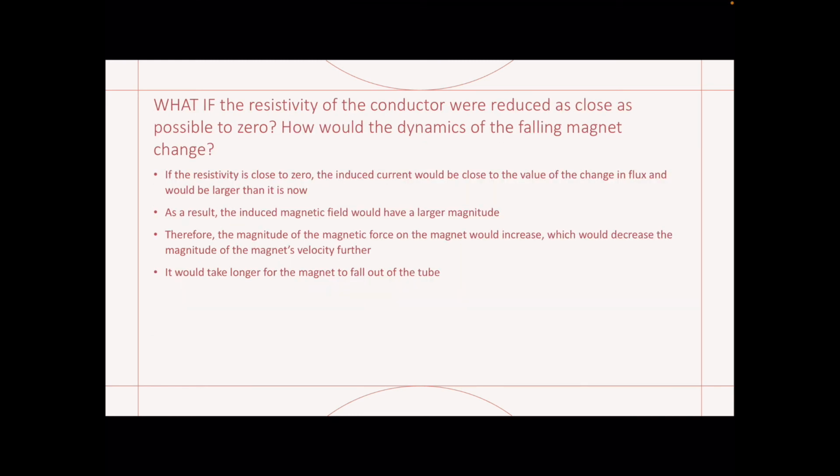If the resistivity is decreased, the current will increase. An increased induced current would lead to the induced magnetic field also having a larger magnitude. The magnetic force of the ring on the dipole would increase, so the magnet would have a decreased velocity. So as a result, the magnet would take longer to fall through the tube.